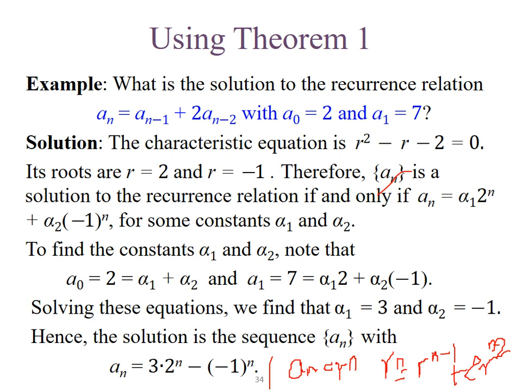So now you need to know how to transform the original linear homogeneous recurrence relation into the characteristic equation, then try to find the characteristic roots, then apply theorem 1 to rewrite its solution, and then discover the unknown coefficients alpha 1 and alpha 2. Then we can find the final formula.